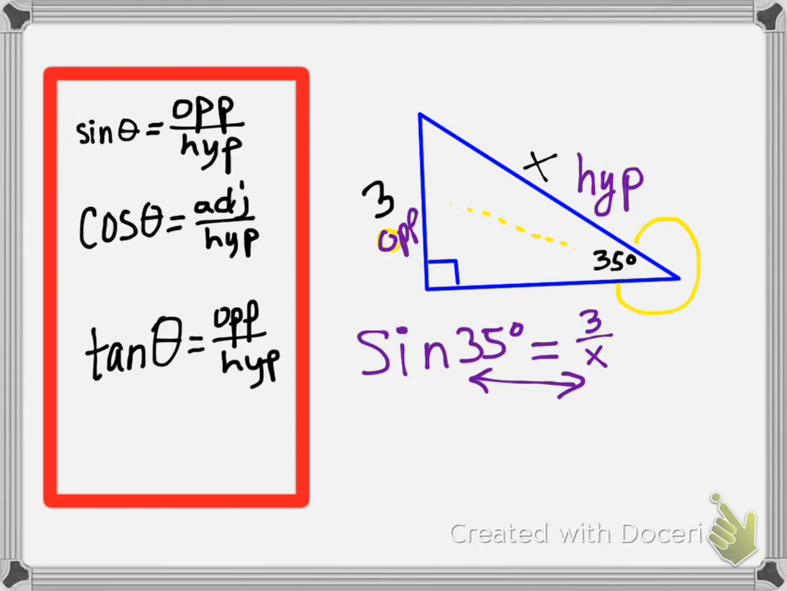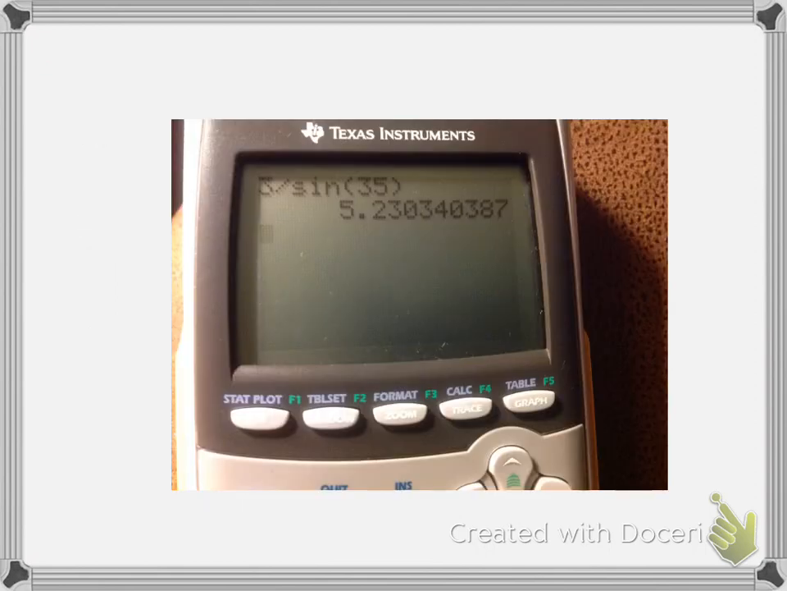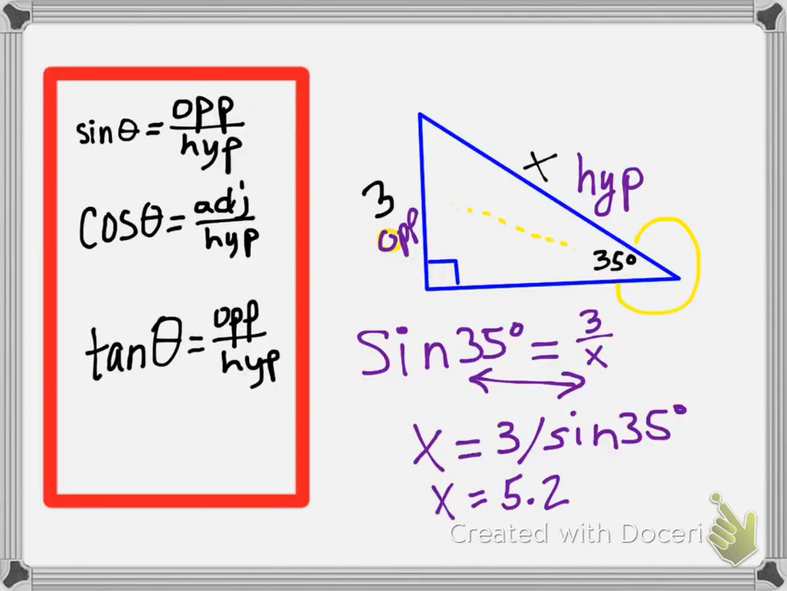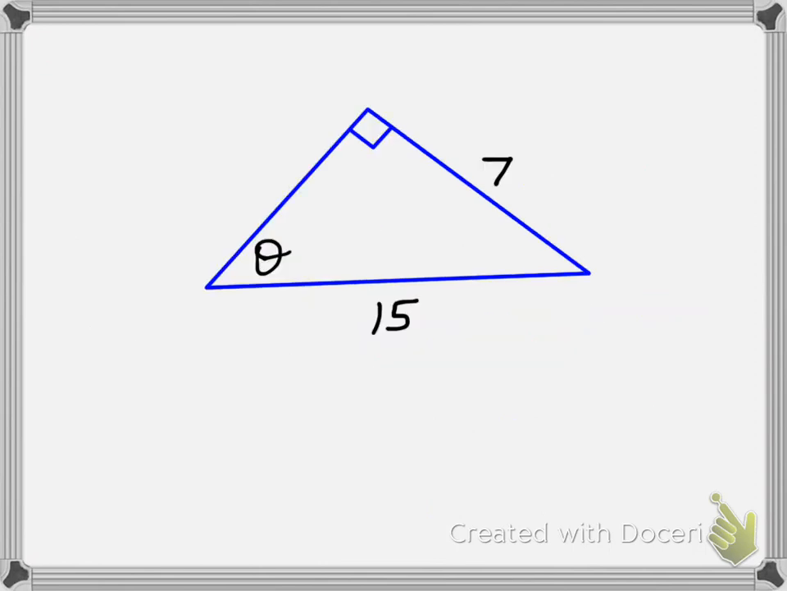But really, all that's going to happen is the sine of 35 degrees is going to swap with that x, which means that the x will be equal to a division problem now, which will be 3 divided by the sine of 35 degrees. Now that will go into your calculator just like this, and we see that it will be 5.23, round that to 5.2, which is the nearest tenth. So x will equal 5.2. Now let's try another example.